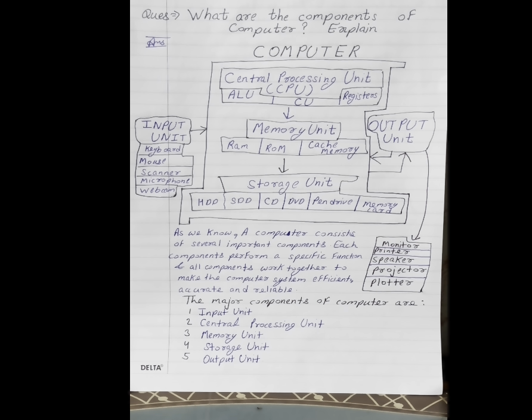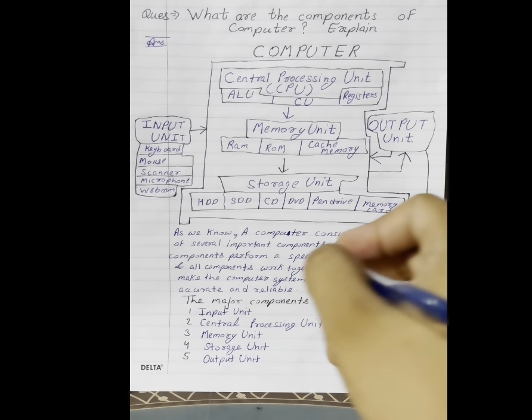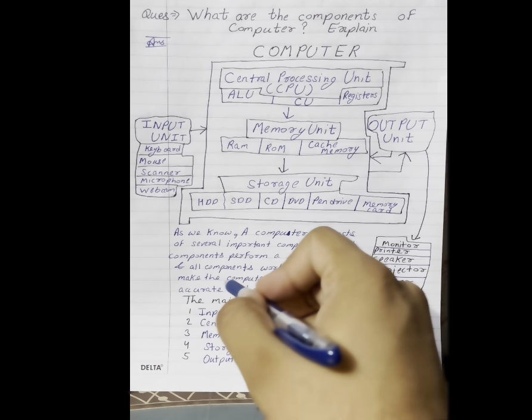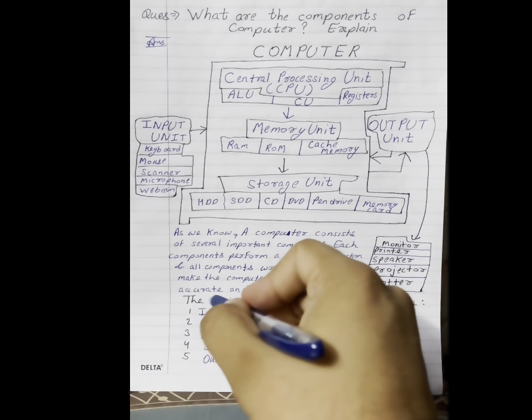So, as you know, a computer is an electronic device that accepts the data and instructions from the user and then processes them according to a set of instructions, and then stores the information and produces meaningful results. To perform these tasks, a computer consists of several important components, and each component performs a specific function, and all components work together to make the computer system efficient, accurate, and reliable.